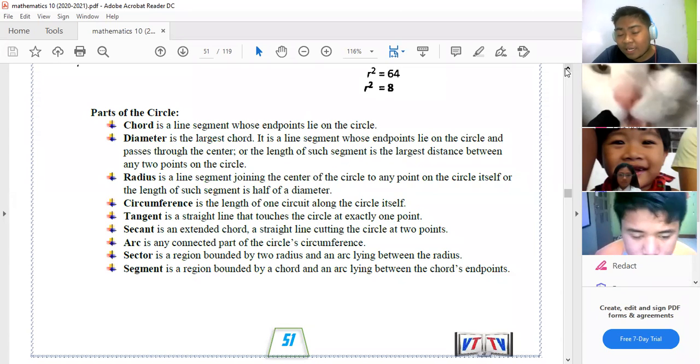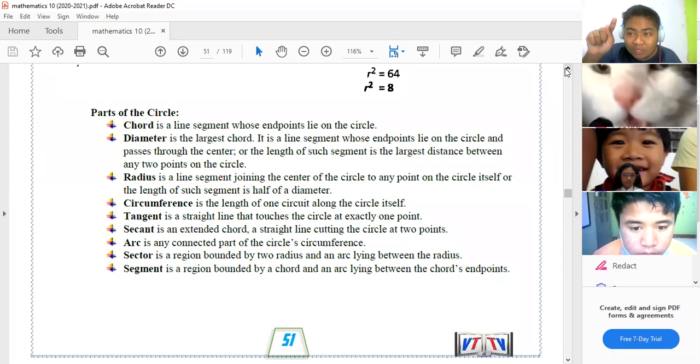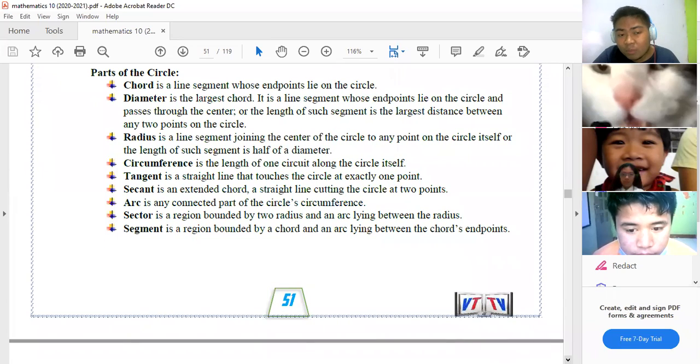So, meron din tayong arc. When we say arc, it is any connected part of the circle's circumference. So, kahit na konti lang na ganon, that's an arc. Basta, nasa bilog siya, nasa circumference ng bilog. We also have the sector. It is a region bounded by 2 radius. Then, ang segment naman natin, bounded by a chord and an arc lying between the chord's endpoint.